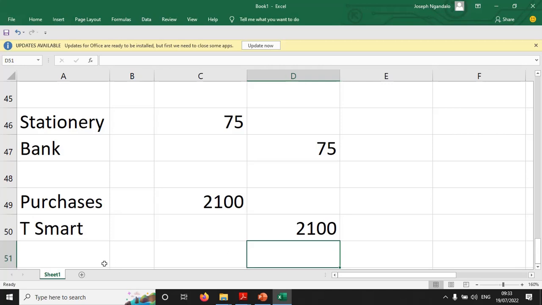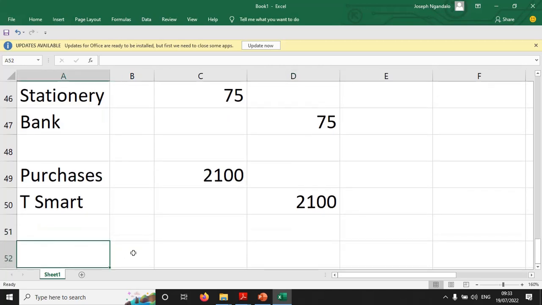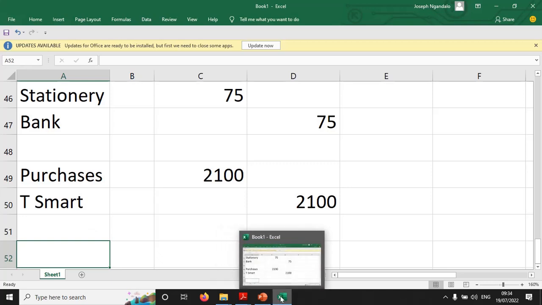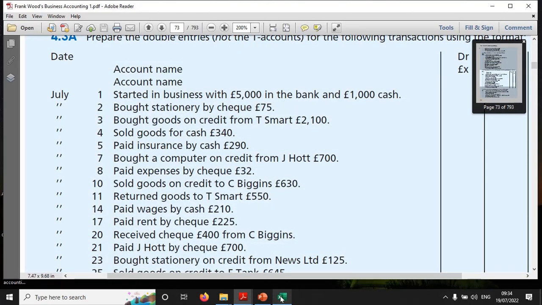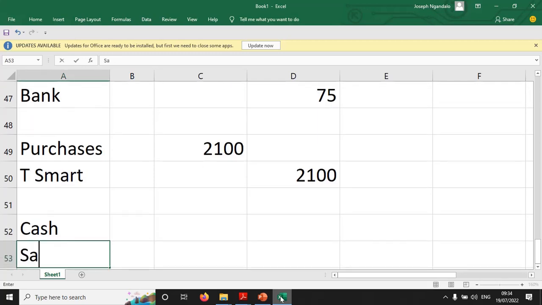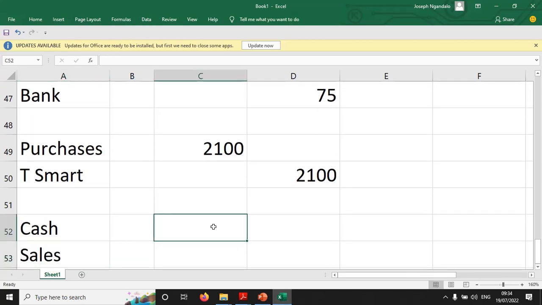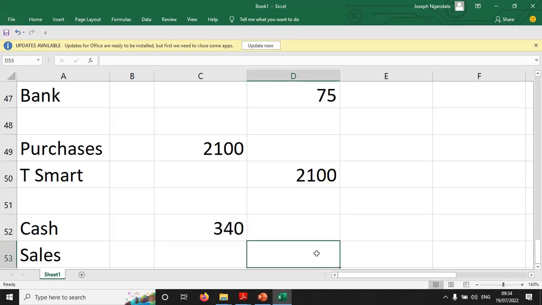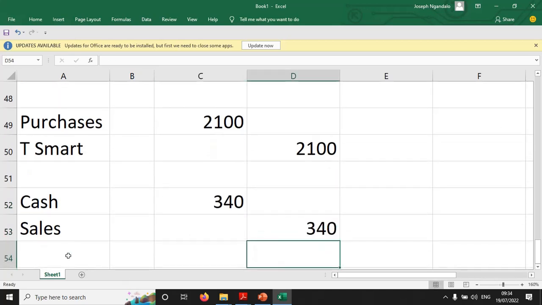You understand? Next. What did you do? So who can give us the narrative here? Being credit purchases, eh? From T-Smart, right? Yes. The next one says what? Sold goods for cash. How much? What do we have? A cash sale, isn't it? So cash will be debited, isn't it? And sales will be what? You said 340? Is that correct? Yes.